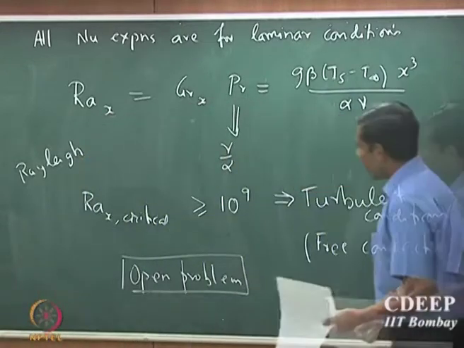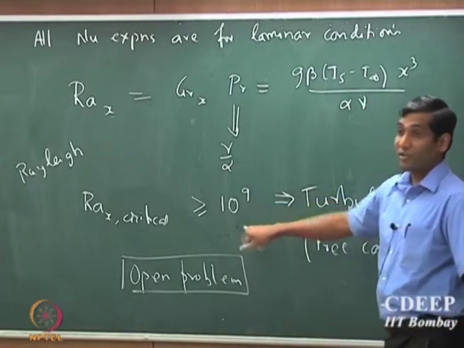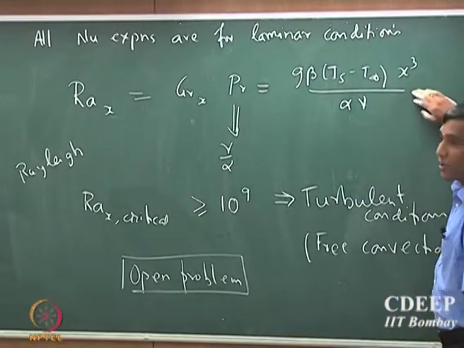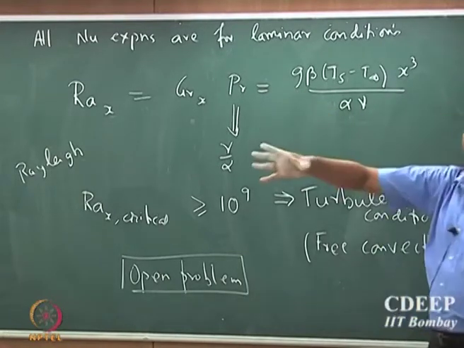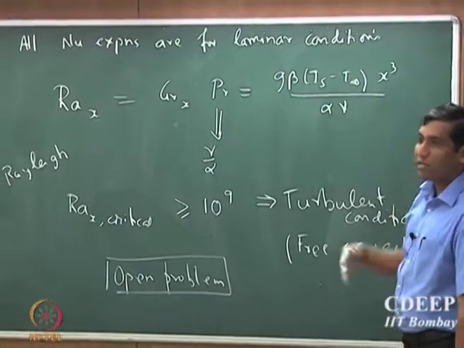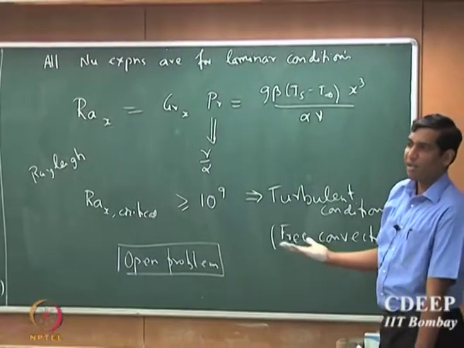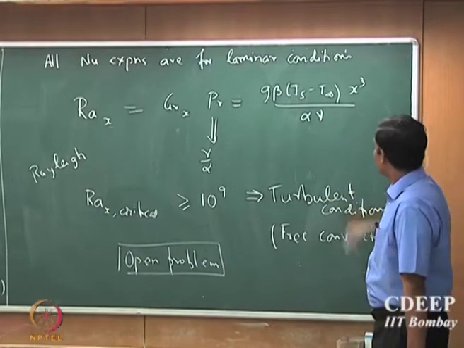An open problem. So, when would the Rayleigh number become very large? Look at this expression. Gravity is fixed. There is a fixed bound for the compressibility factor. The temperature gradient is also fairly fixed. It is not that you can have a significant temperature gradient.